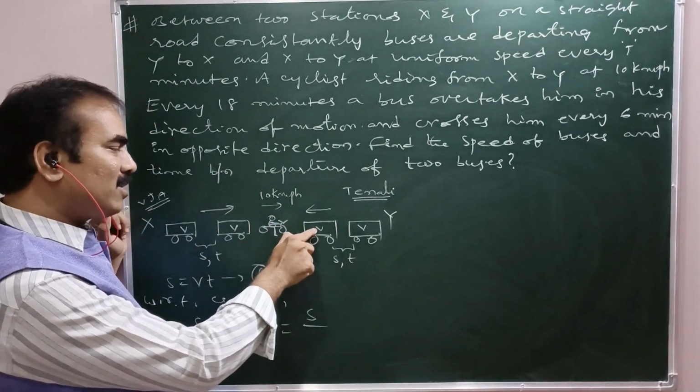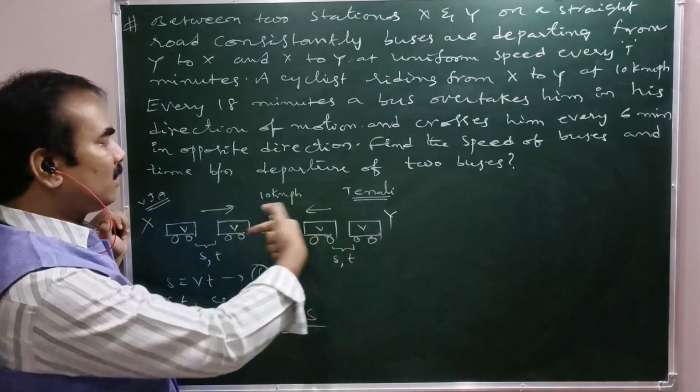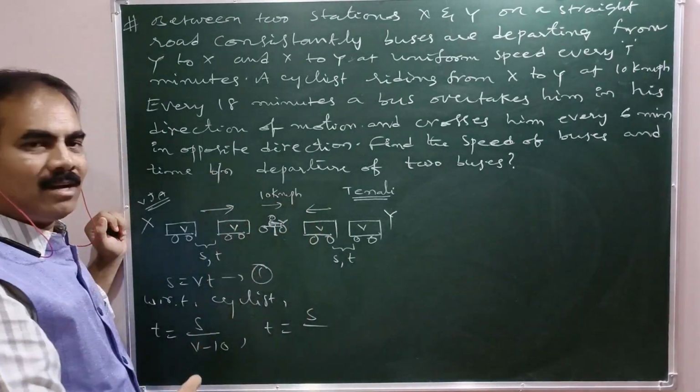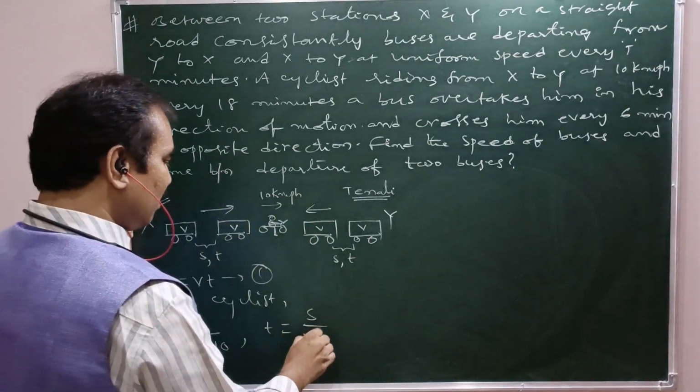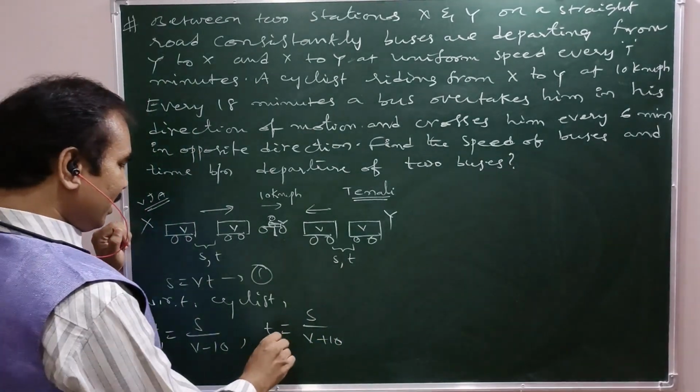Now, what is the relative velocity of the bus here? V minus (minus 10). Why? Because V is leftwards and here 10 km/h is rightwards. So the relative velocity is V minus (minus 10), that is V plus 10. Right? So here T1, here T2.